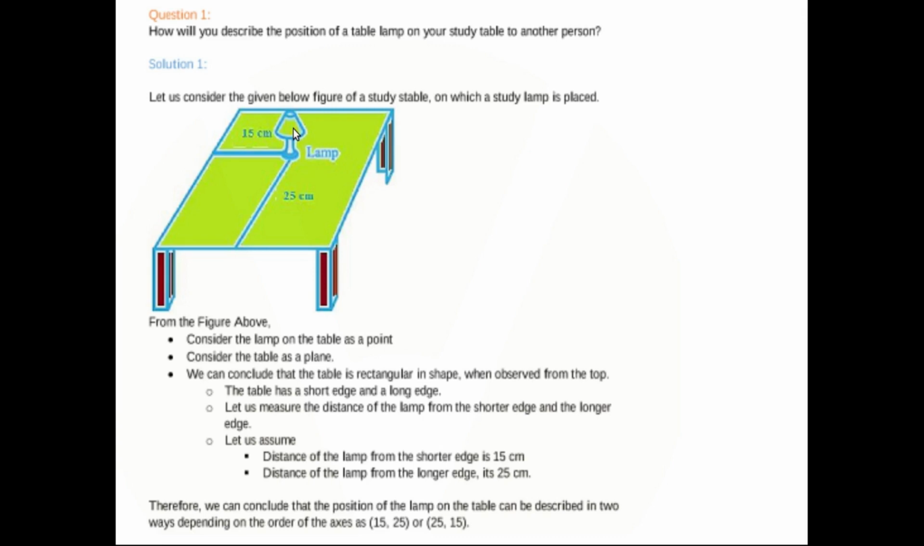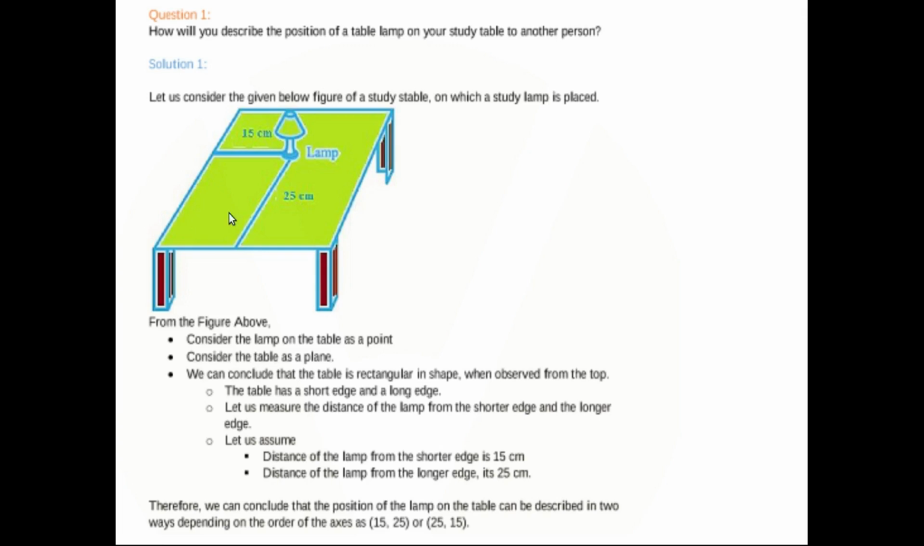You need to describe the position of this particular lamp to another person. So how to use coordinate geometry? How to use the x-axis, y-axis and then coordinates to describe the position of this particular lamp? See here, this study table is in rectangular shape. Our coordinate system is also in rectangular shape. So here we have 4 edges, 1 2 3 4. And then here we have our lamp.